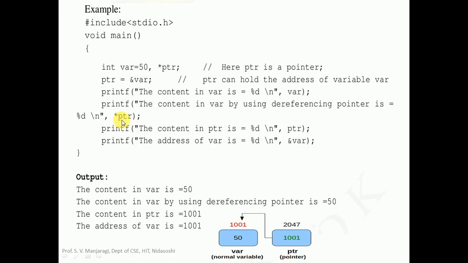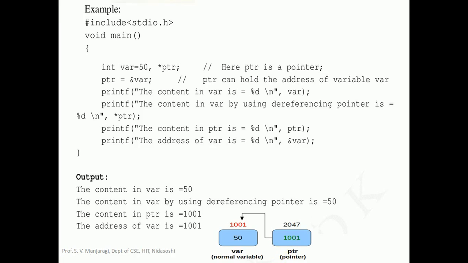To extract the value stored at a memory location through a pointer, we make use of *ptr. So *ptr is basically extracting the value stored at the memory address. So ptr is holding what? ptr is holding the value 1001. What is 1001? 1001 is not an ordinary integer value. It is basically the address of the variable var. 1001 is the address of variable var, and that is stored in the pointer variable ptr. So *ptr is extracting the value stored at the address 1001.